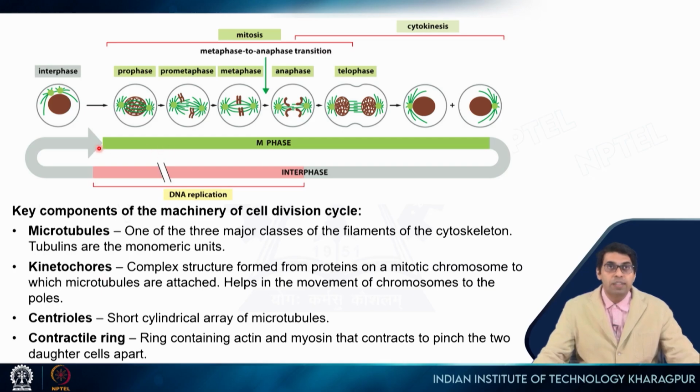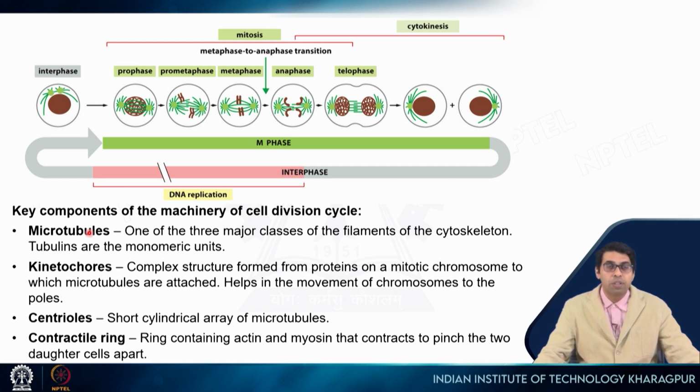In many books, you will see that the cell cycle is shown like this, where the cell cycle is divided into two phases. One is the M phase and the other one is the interphase. G1, S phase and G2, these three are combined as the interphase, because in this the most important event that happens is the DNA replication, and the other phase where a lot of action happens is the M phase. We are going to go through this M phase in more detail now, because we have already covered DNA replication in an earlier lecture. The key components of the machinery of cell division cycle are as follows.